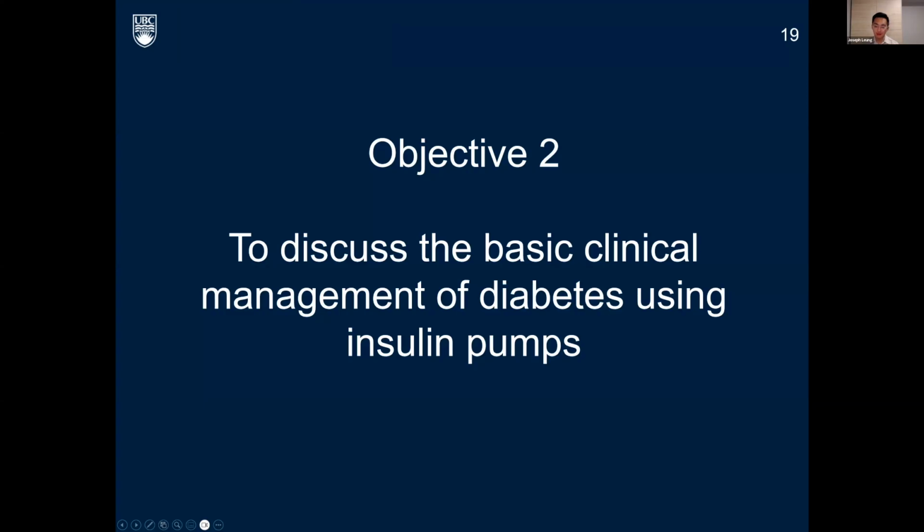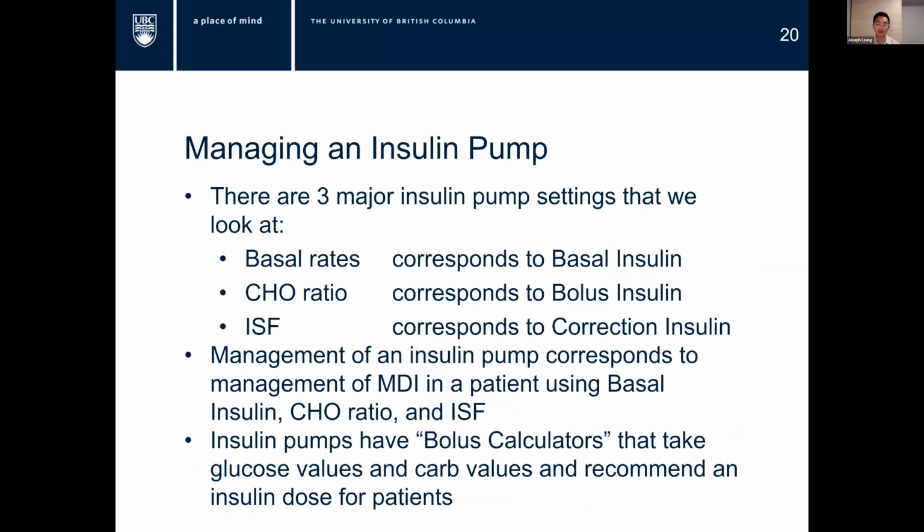So now that we've gone through the different insulin pumps, we're going to talk about how you might manage the insulin pump. Managing an insulin pump is very similar to managing multiple daily injections of insulin, MDI. Just like in the previous talk, we mentioned how we need to use insulin for three major reasons: there's the basal requirement, there is insulin for food intake, and then there's insulin for correction. Likewise, for an insulin pump, there's what I call the big three settings: the basal rates, the carb ratios, and the ISFs.